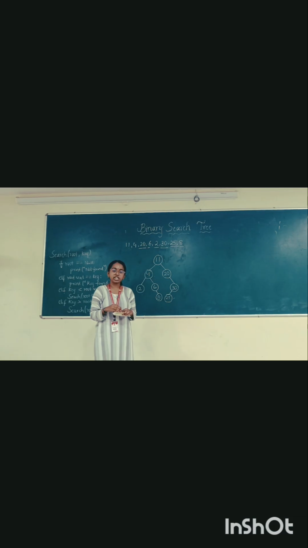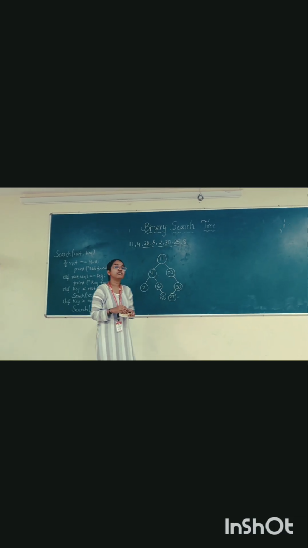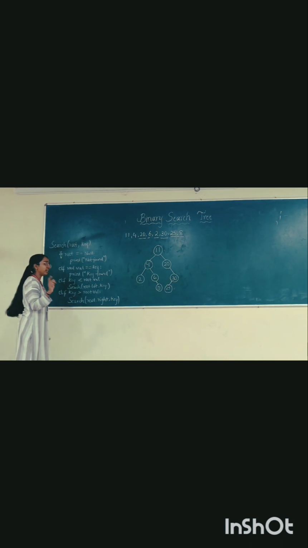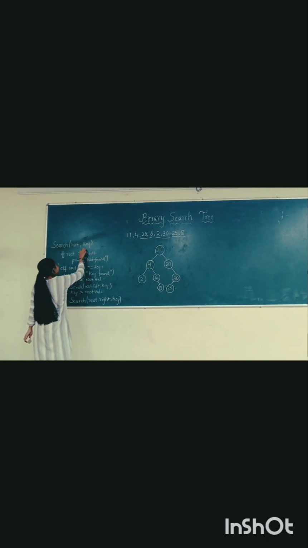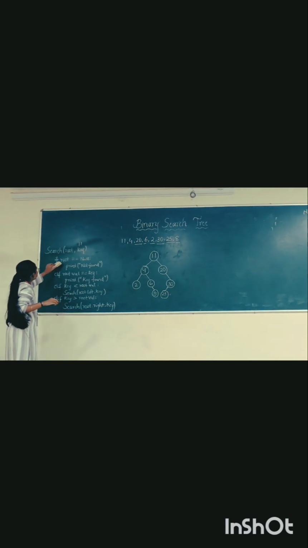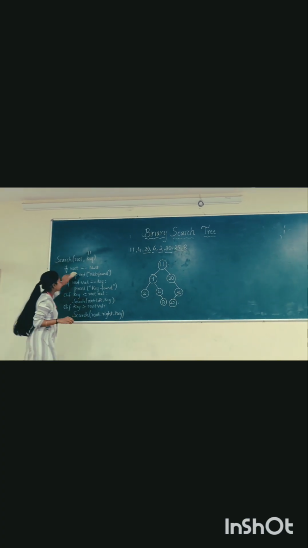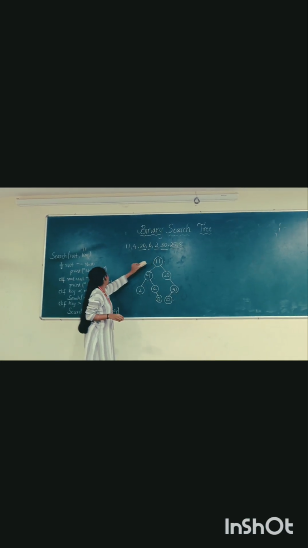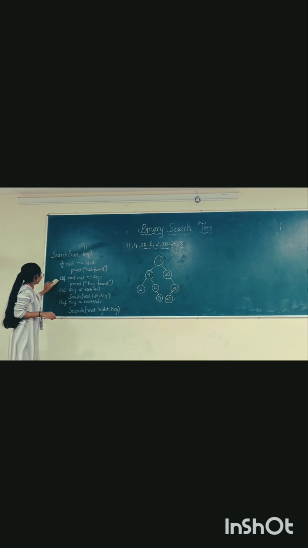As insertion and deletion are completed, now let us look into the search function. Suppose the given element to be searched is 11, it will be considered as the key. So we'll go into the function. If root equal to null, root is nothing but the value 11. Is 11 equal to null? No. Now we'll go to the next condition.